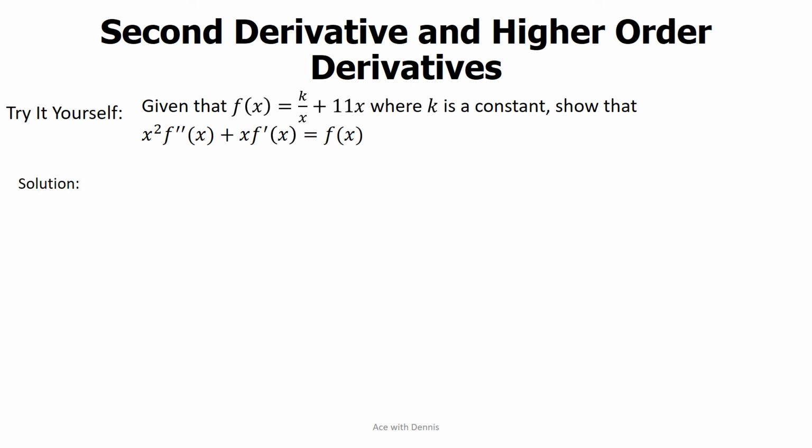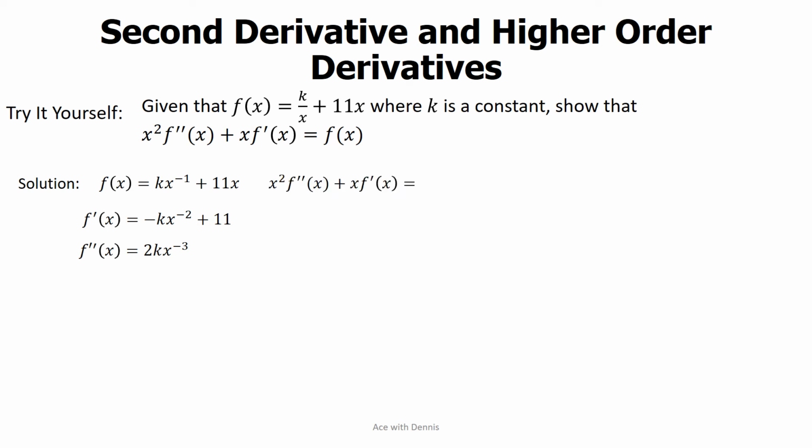Here is the solution. So first we'll start with f(x). It equals kx to the power of negative 1 plus 11x. Then I start to differentiate the first derivative. f prime x equals negative kx to the power of negative 2 plus 11. And the second derivative, f double prime x equals 2kx to the power of negative 3.